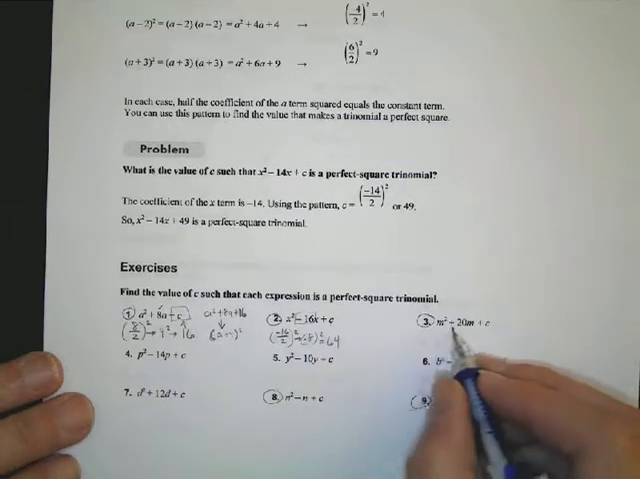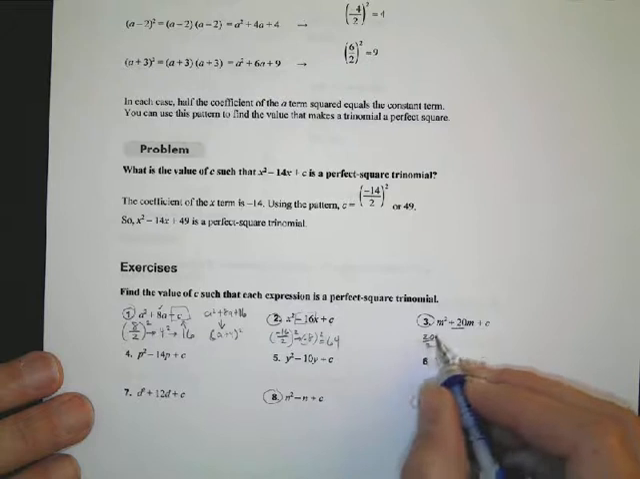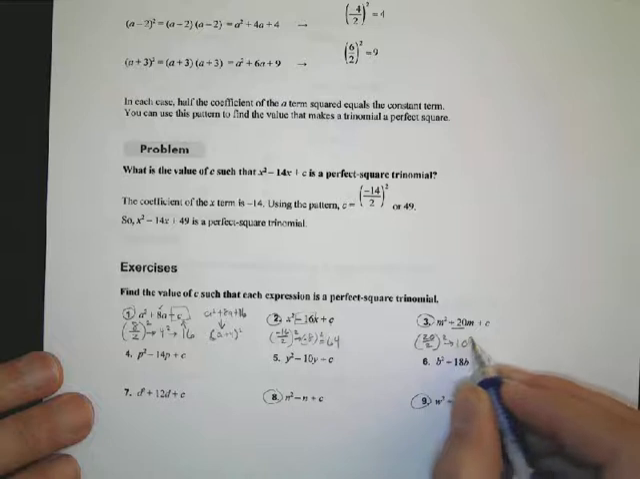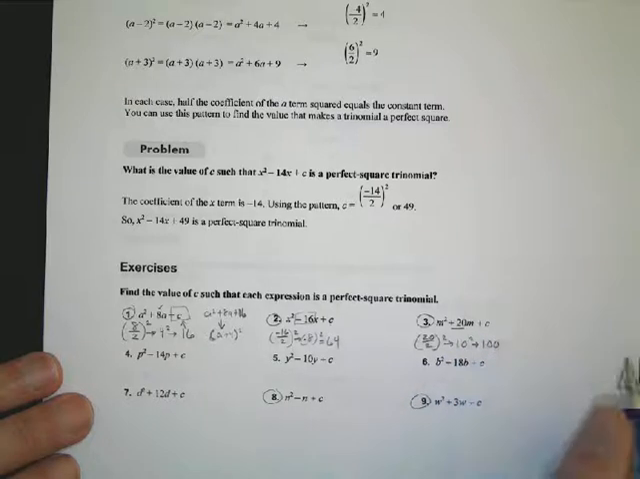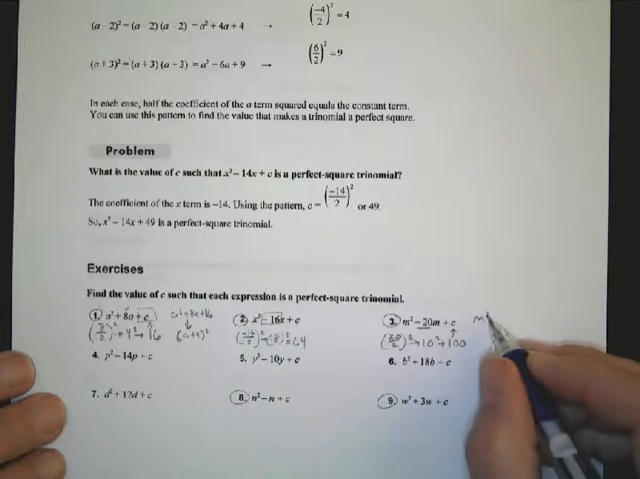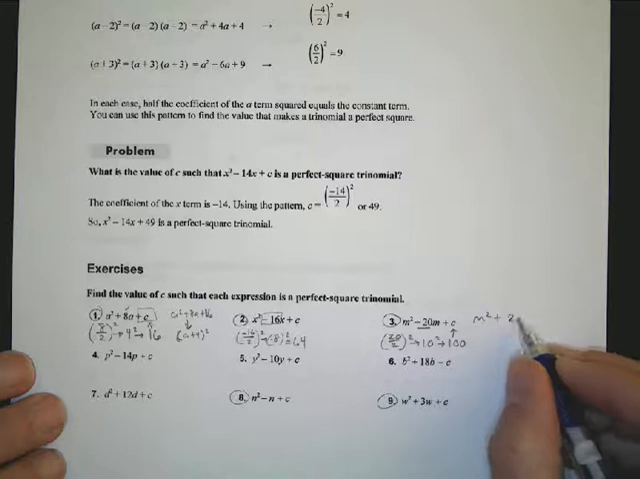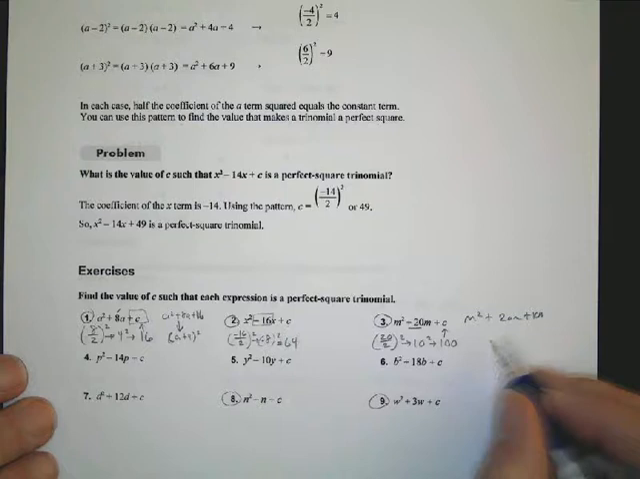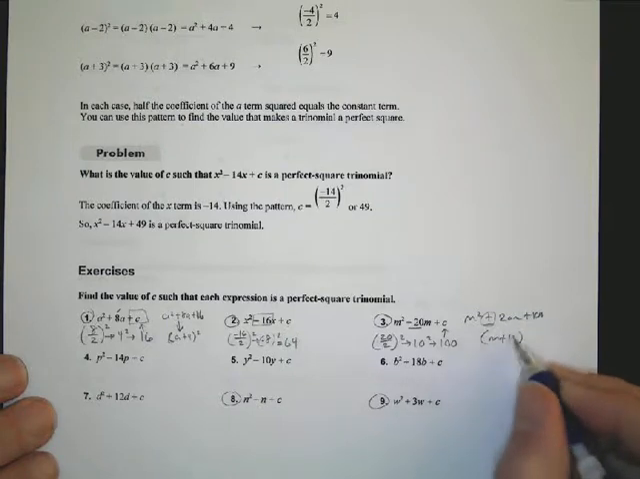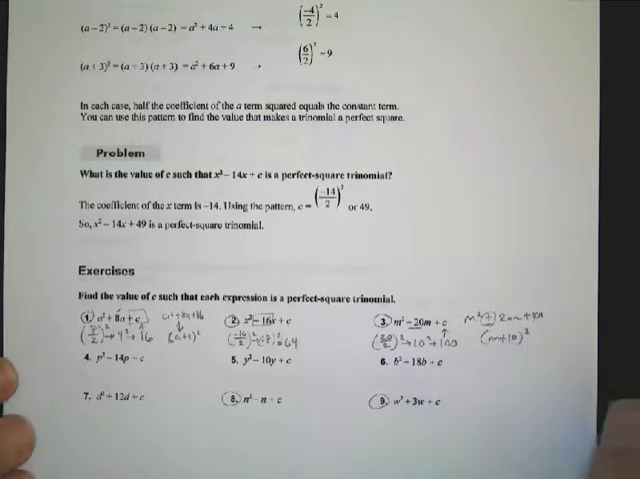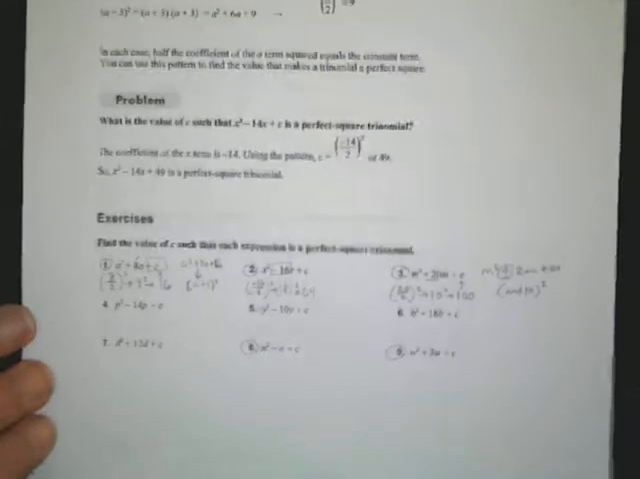For number 3, same idea. We take the 20, divide it by 2, and square the whole thing. So 20 divided by 2 is 10, and 10 squared is 100. So again, if I put that back into place, my perfect square trinomial is m squared plus 20m plus 100, which could be rewritten as m plus 10 squared, because 10 times 10 is 100. Alright, let's look down here at number 8.